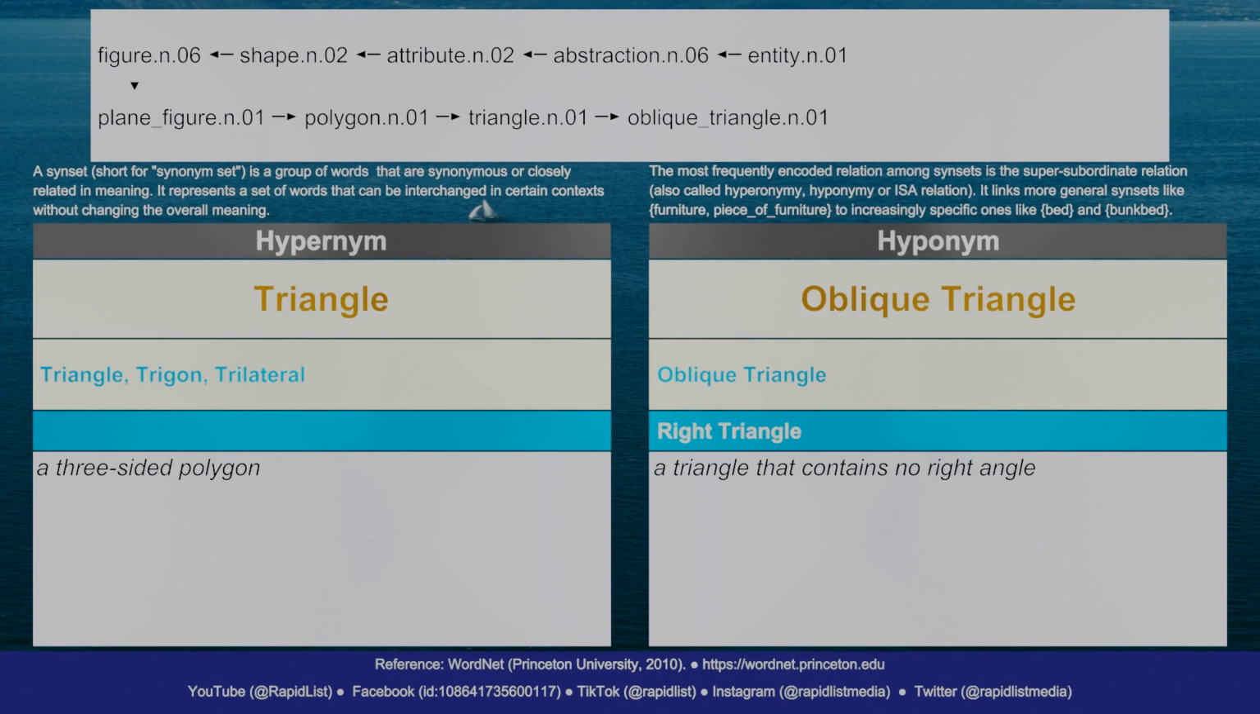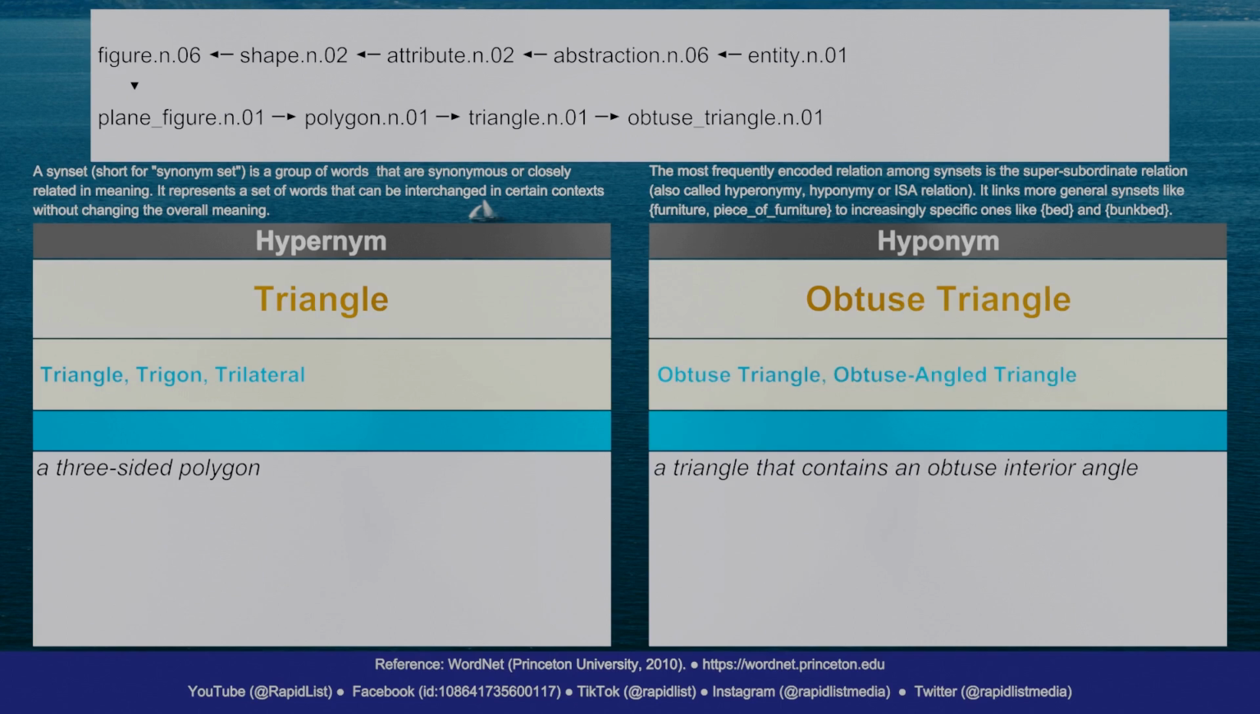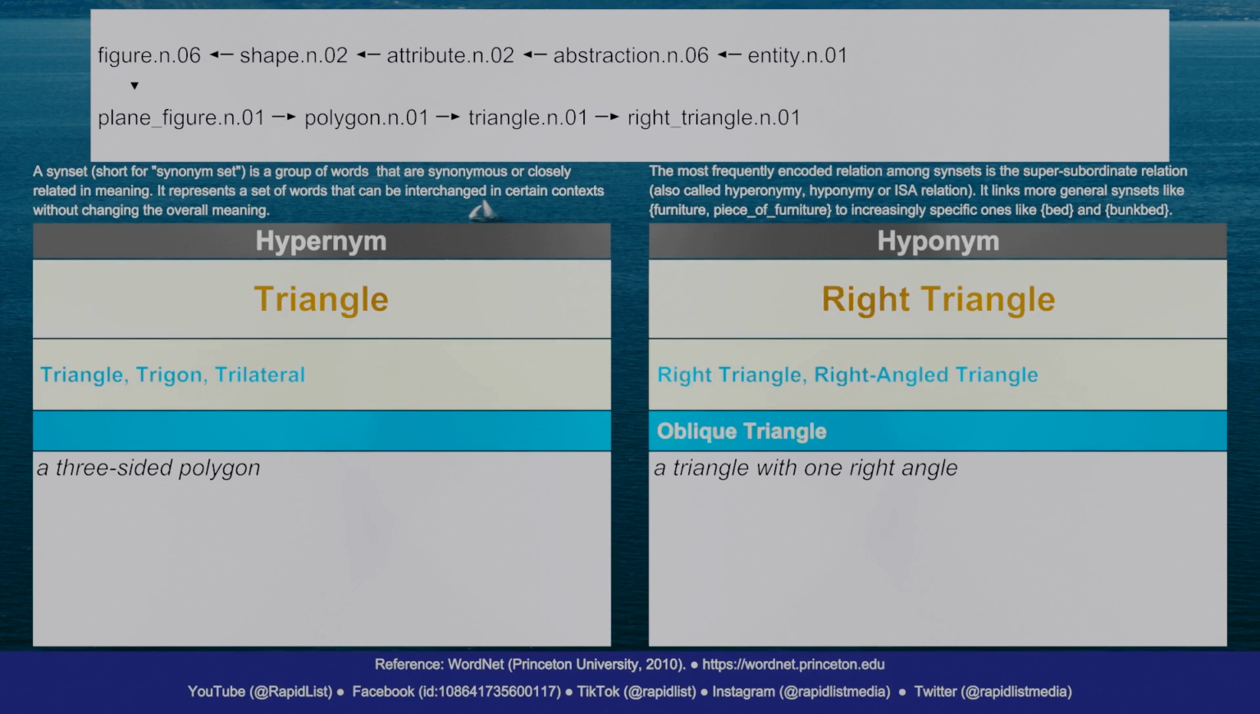Oblique triangle. A triangle that contains no right angle. Obtuse triangle. A triangle that contains an obtuse interior angle. Right triangle. A triangle with 1 right angle.